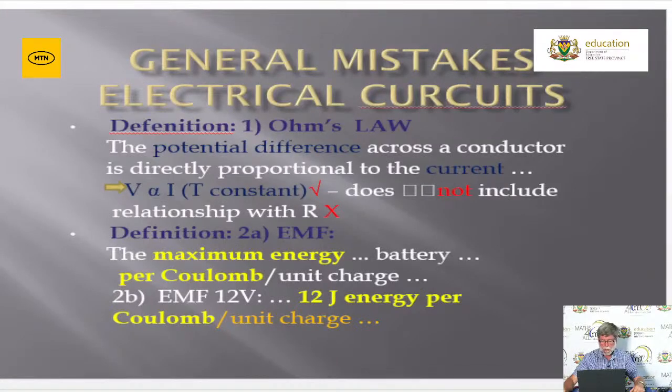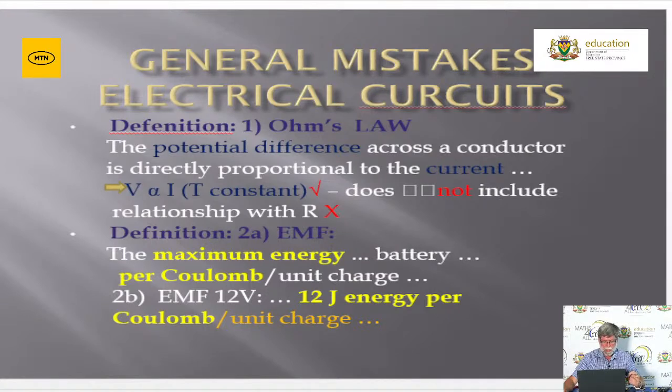And what is it that you must remember? Again, we start off with our definitions, and Ohm's law is one of those. Remember, Ohm's law has nothing to do with resistance. It's a relationship between V and I at constant temperature. It does not include the relationship of V and I with R. Many times learners just use the formula for Ohm's law, R equals V over I, and try to translate that to Ohm's law. No, Ohm's law is just about V directly proportional to I at constant temperature.